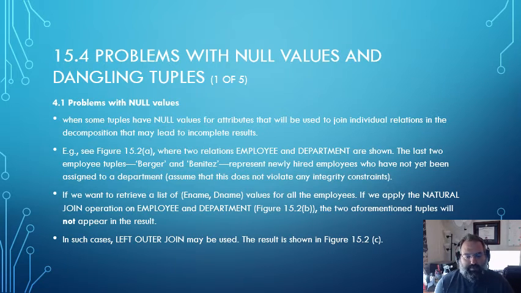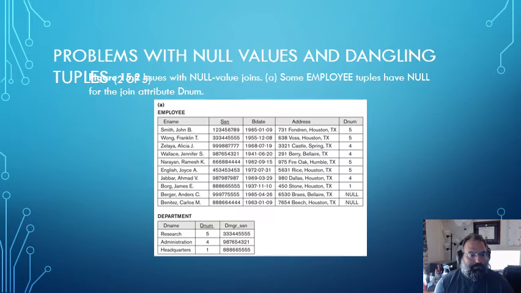Assume that this does not violate any integrity constraints. If we want to retrieve a list of employee name and department number values for all employees, and we apply a natural join operation on employee and department, the two aforementioned tuples will not appear in the results. In such cases, a left outer join may be needed. The results are shown in 15.2c.